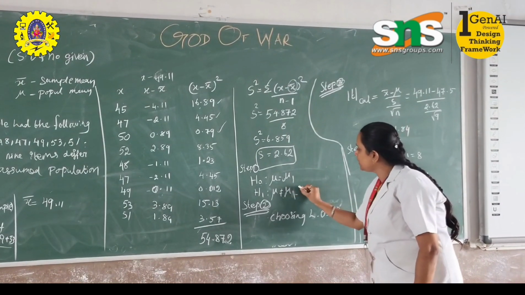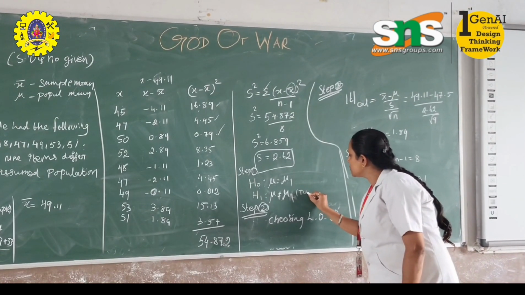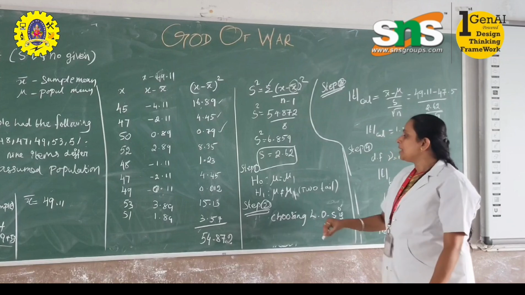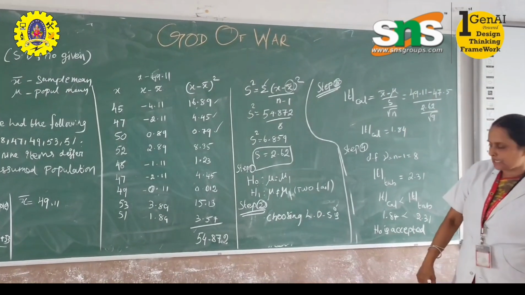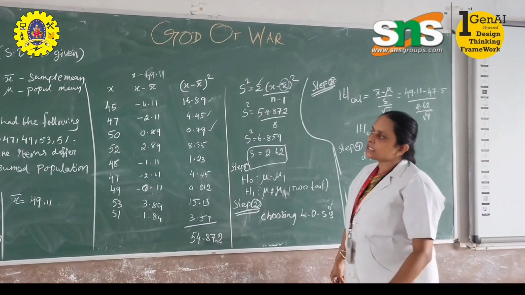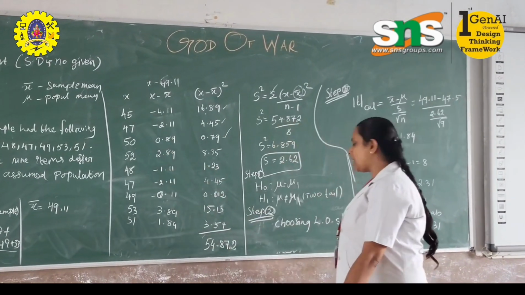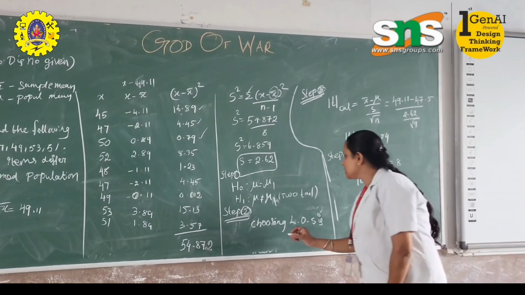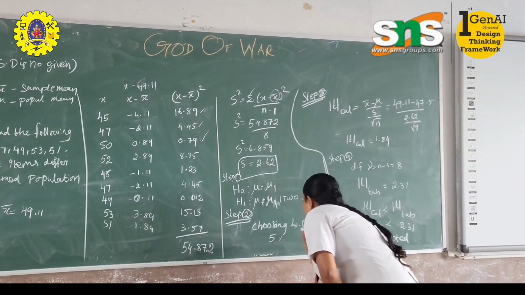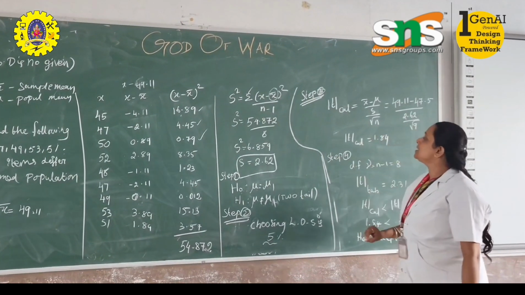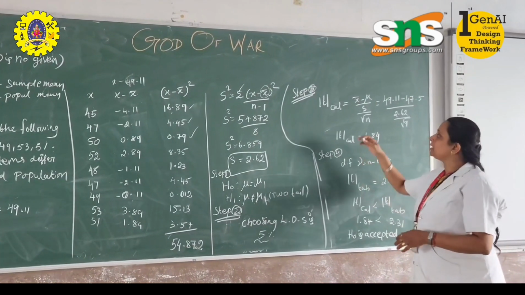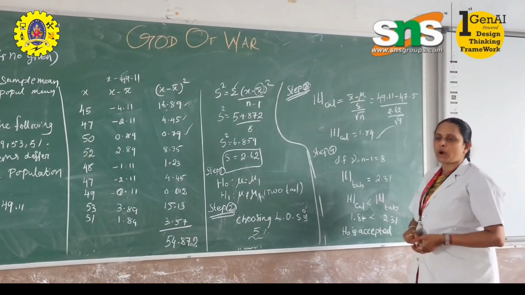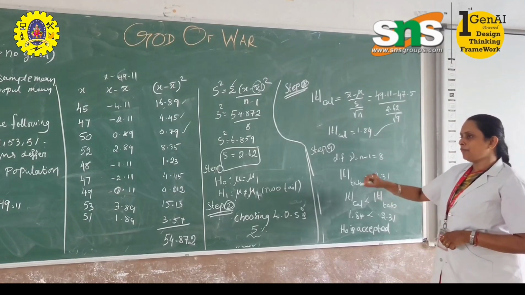Next, we choose the level of significance. The level of significance is not given in the problem, so generally we take 5%. Then step 3 is the calculated value, which we know is 1.84. Step 4 is the degrees of freedom, n minus 1: n is 9, so 9 minus 1 is 8. So here the degrees of freedom is 8.